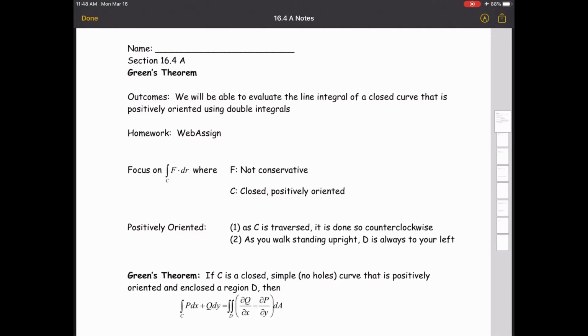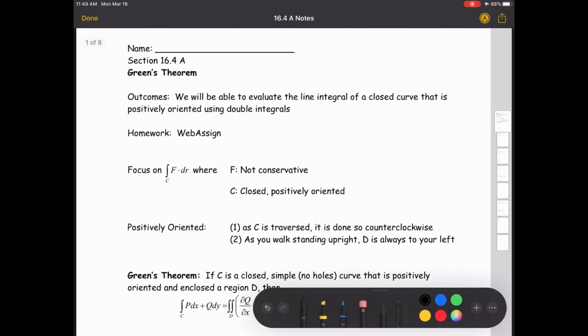Green's theorem is a really nice theorem, assuming that you have a couple of conditions met. And we're going to figure out what those conditions are, and then how to apply Green's theorem to it. So the focus is, if we have the line integral of f dot dr, where f is not conservative and C is closed and positively oriented. Now what does that mean? C has to be closed and positively oriented.